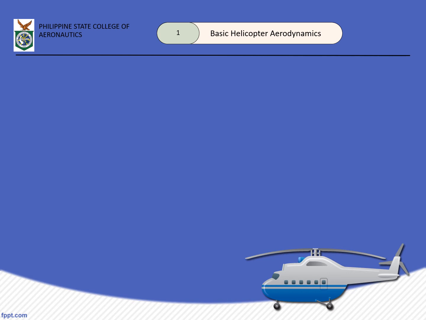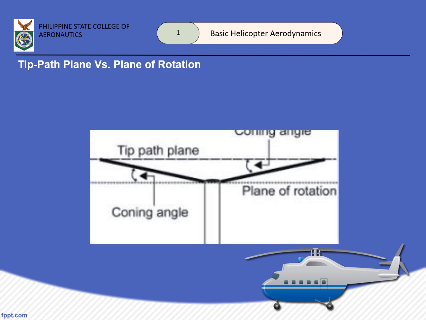Now that we are done with the angle comparisons, let's have the plane comparisons. We have here a figure where evident yung ating tip path plane and yung plane of rotation. So, let's differentiate lang. So, the tip path plane, by definition, is the imaginary circular plane outlined by the rotor blade's tips as they make a cycle of rotation. So, it defines the circle described by the average flight path of the blade tips in a rotor system. So, the tip path plane is most often referred to as what we call the rotor disc.